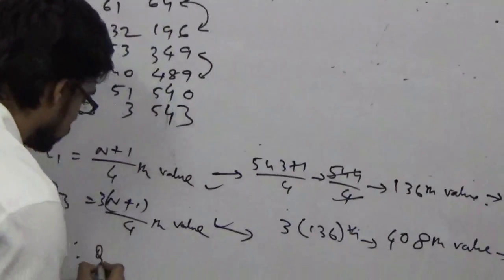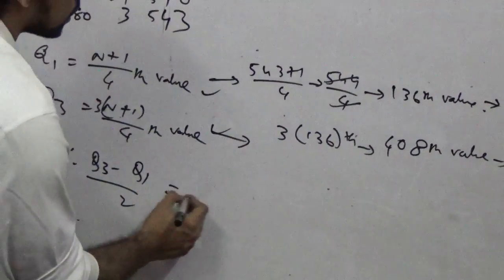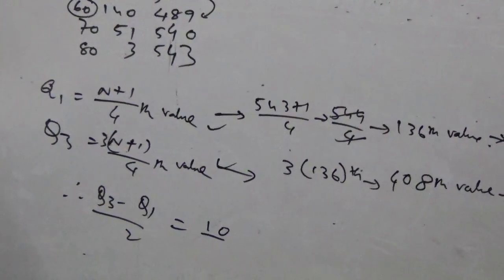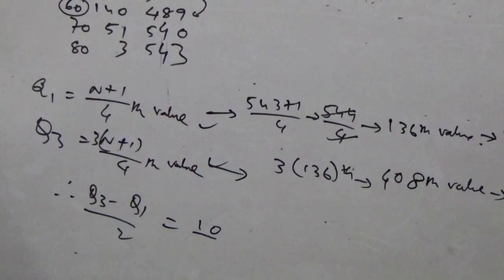So what is the value of Q3 minus Q1 by 2? You can guess it directly, 10. So this is the value of quartile deviation in any kind of sum.